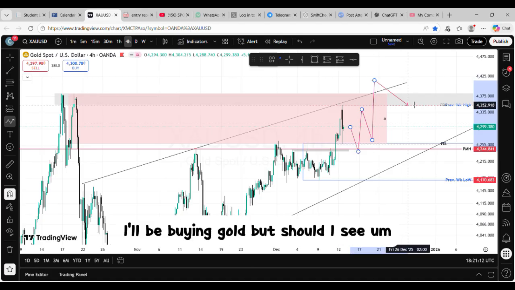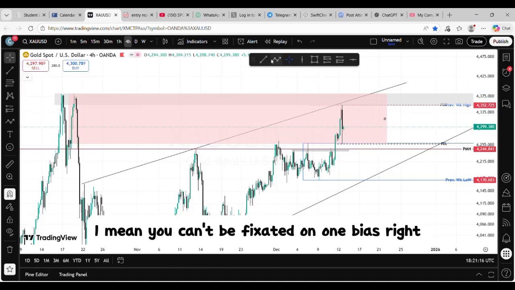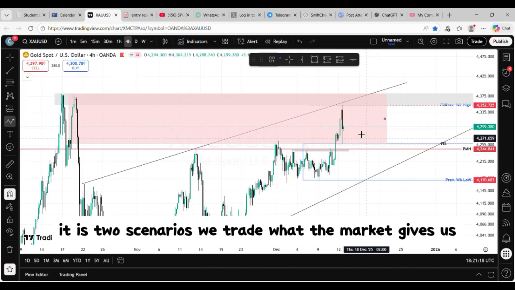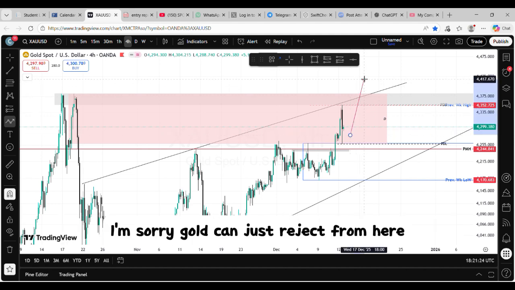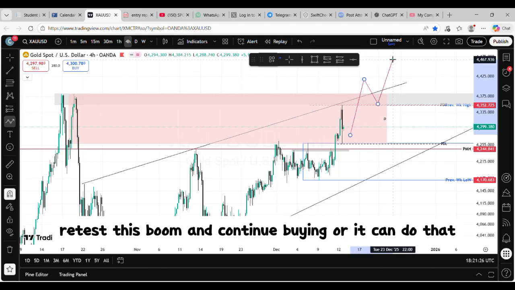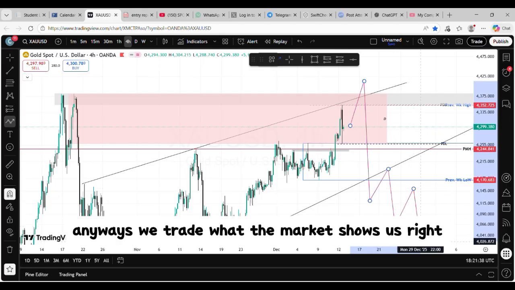But you can't be fixated on one bias, right? It is two scenarios. We trade what the market gives us. Gold can just reject from here, retest this, boom, and continue buying. Or it can do that, sweep the liquidity here, and then start what? Selling. Anyways, we trade what the market shows us, right?